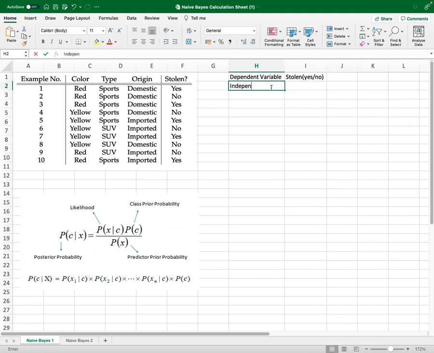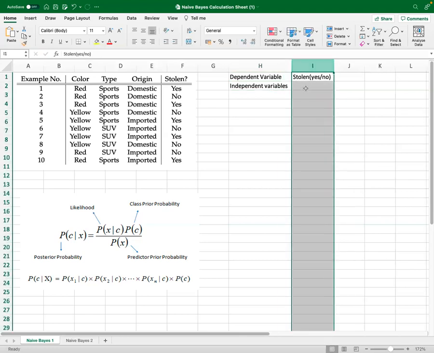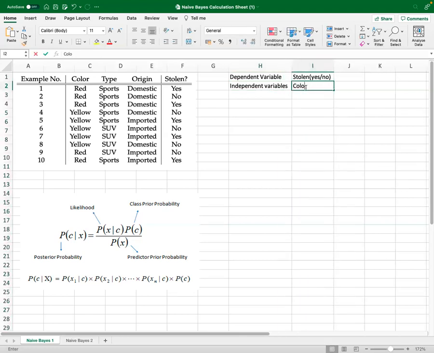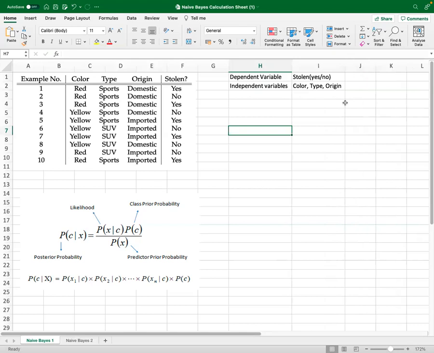What are the independent variables? Independent variables are color, type, origin. Color, type and origin are your independent variables.